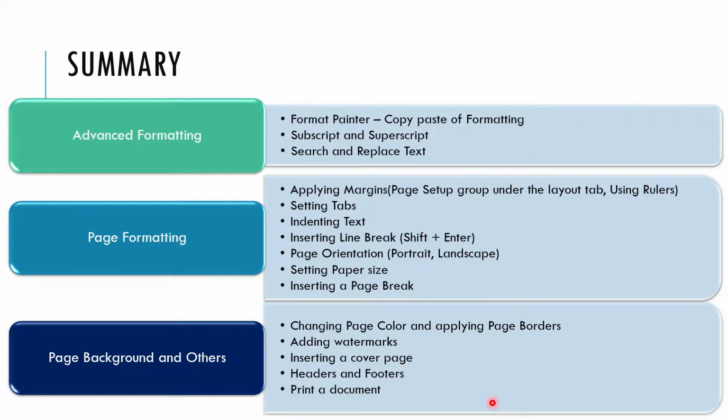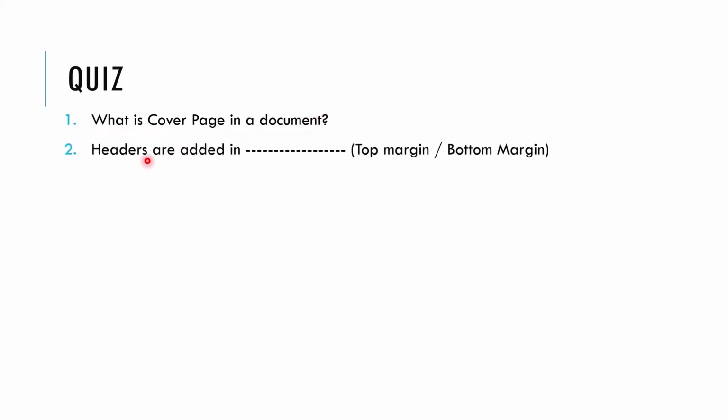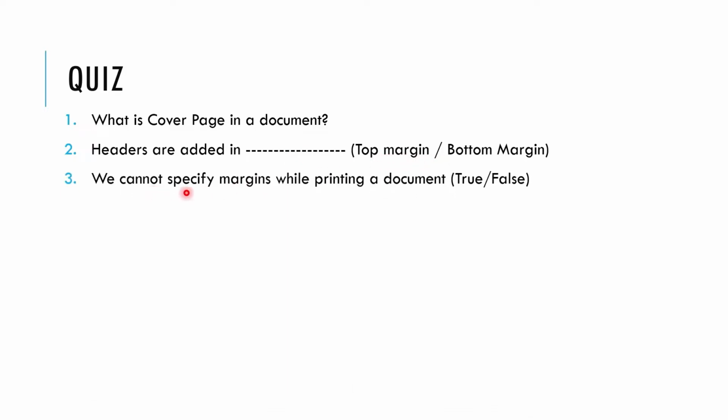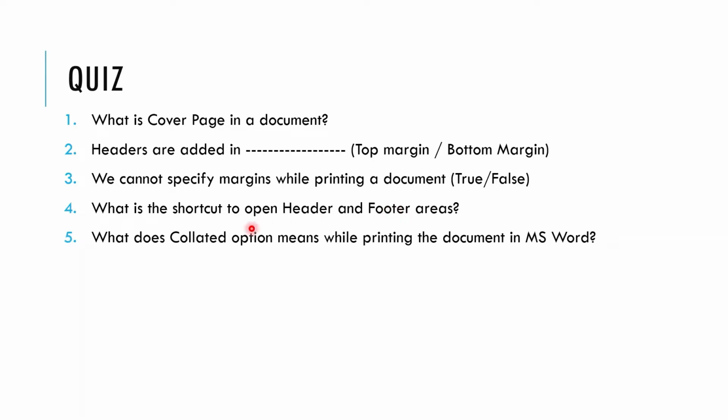Now time for a short quiz. The first question which I have for you is, what is a cover page in a document? The next one, headers are added in dash, and the options are top margin or bottom margin. The next one, we cannot specify margins while printing a document. Is it true or false? The next one, what is the shortcut to open header and footer areas? And the last one, what does the collated option mean while printing a document in MS Word?